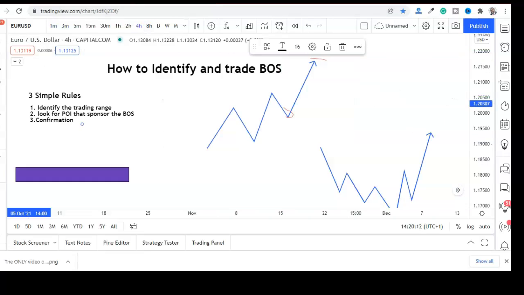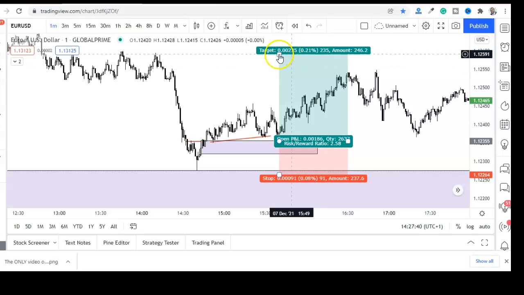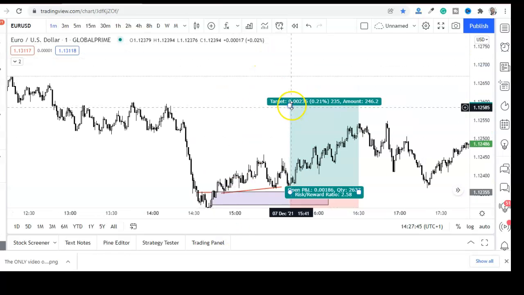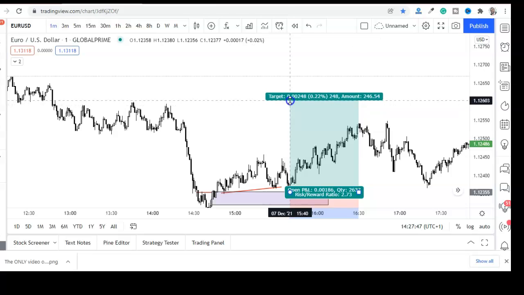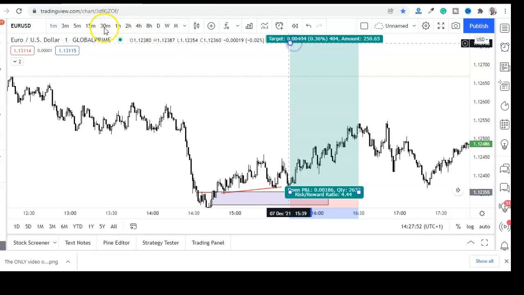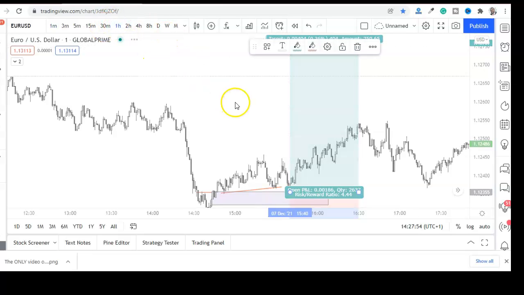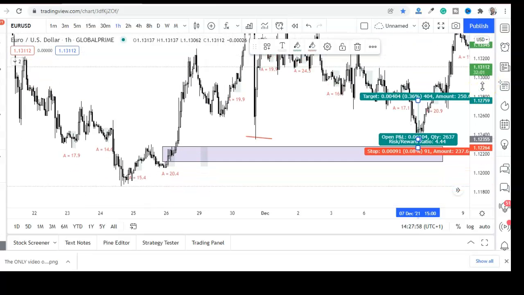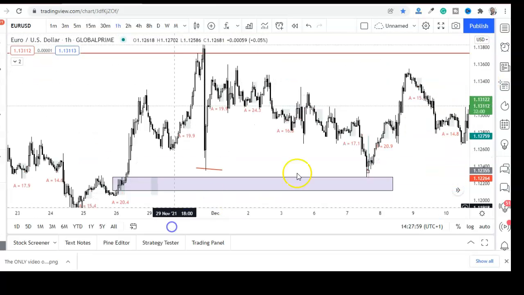Now that explains the word confirmation. Then your targets are areas of liquidity. Your targets are simply areas of liquidity. So to get a better target, the first one, you can take your profit off here. The next one is to go back to the 1 hour or the 15 minutes and look for areas of target.